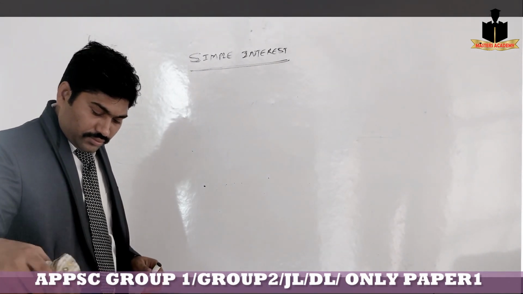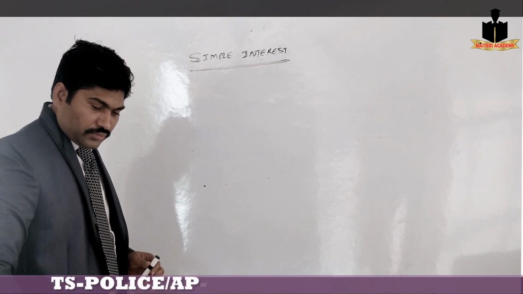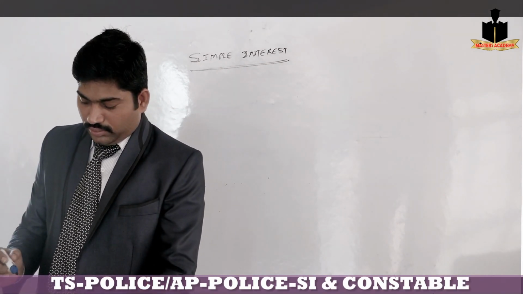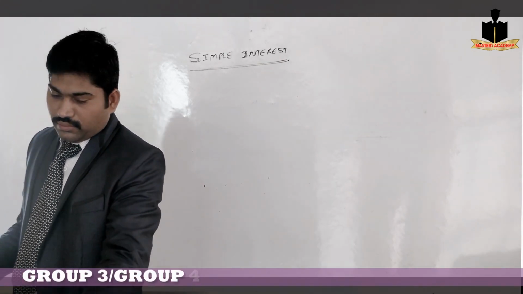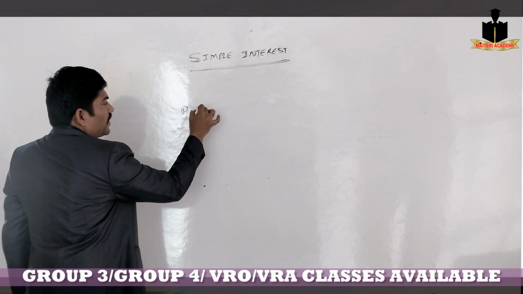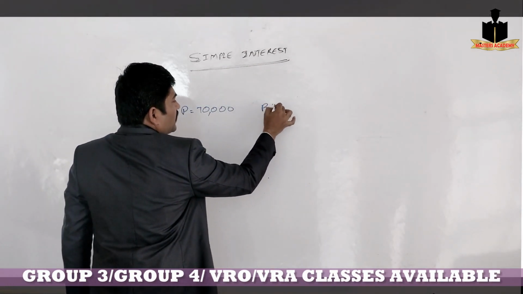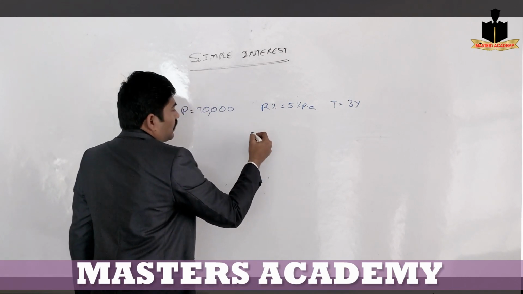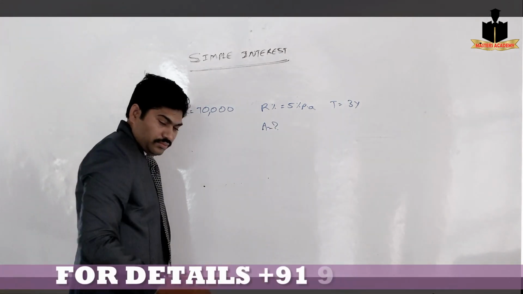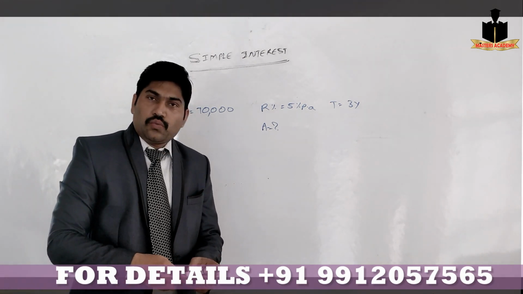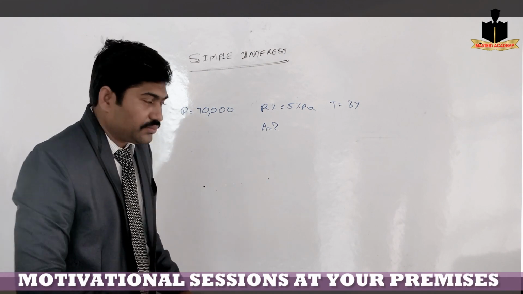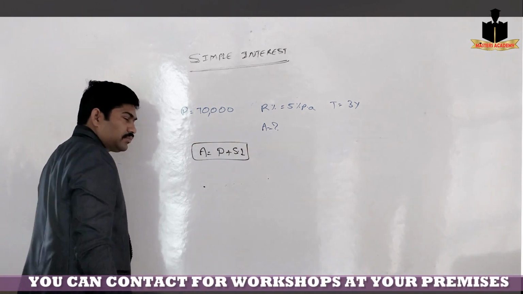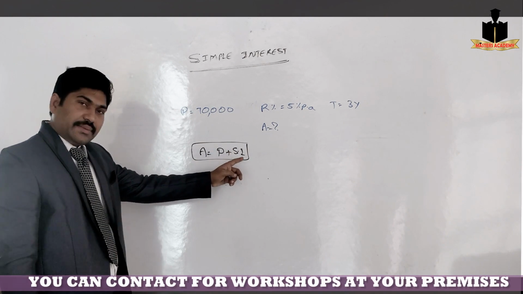Assume that the principal amount is 70,000 rupees and the rate of interest is 5% per annum, then the time period is 3 years, then find the total amount. To calculate the total amount, you need to know what exactly an amount is. The amount equals the principal amount plus simple interest. So, A equals P plus simple interest.